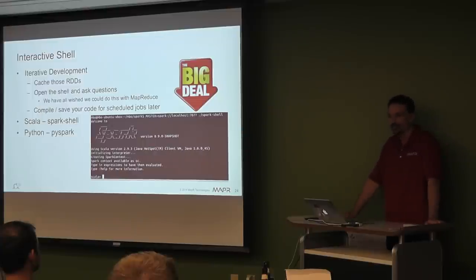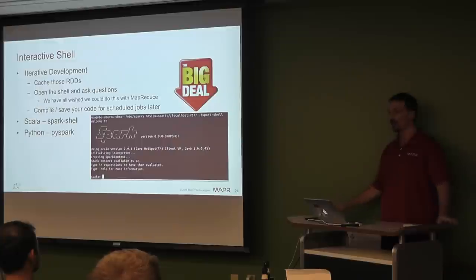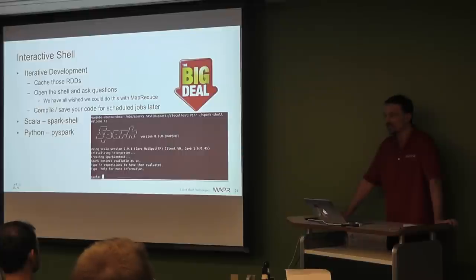You want to filter it, each one of those filters generates another resilient distributed data set. Do you want to cache those for further use? Or do you want to do something with them in line? Do you maybe want to do a count? The very simple examples that everybody shows us. It's just sitting there waiting for you to ask it questions. This doesn't exist in MapReduce.